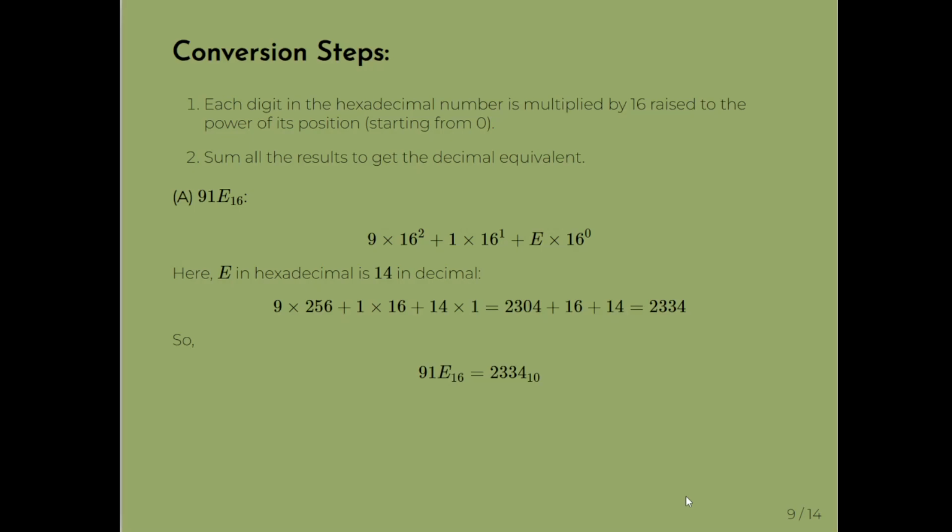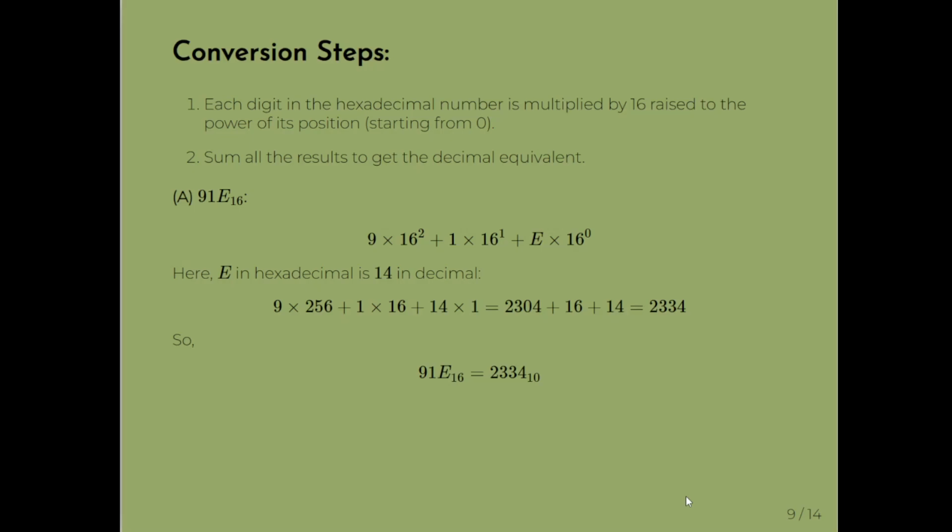And E in hexadecimal is 14 in decimal. So the first one there is 14 times 1. Next character from the right is 1 times 16 to the power of 1, which is just 16. Then 9 times 16 to the power of 2, which is 9 times 16 squared. That is 9 times 256.